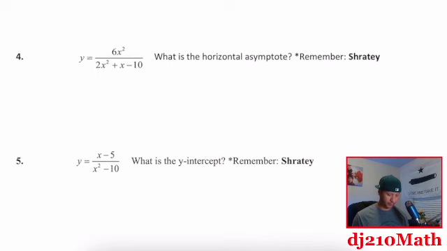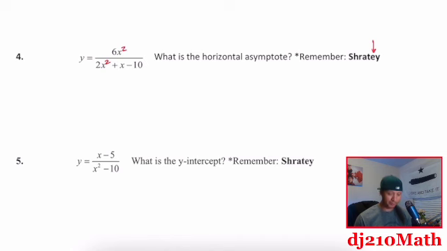Okay, number 4, horizontal asymptote. Remember Schrady. Okay, so horizontal asymptote is the E. This is the end behavior. So we have to analyze the degree in the numerator. So there's a square in the numerator. Analyze the degree in the denominator. Again, there's a square. So the largest degree in the numerator over the largest degree in the denominator.